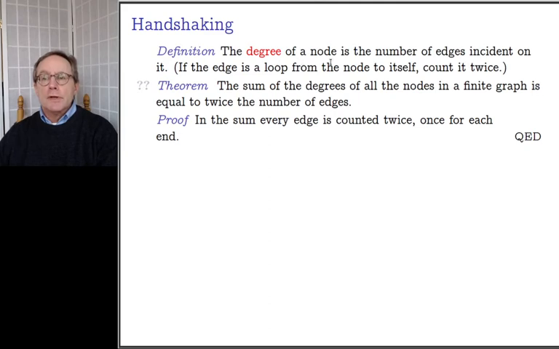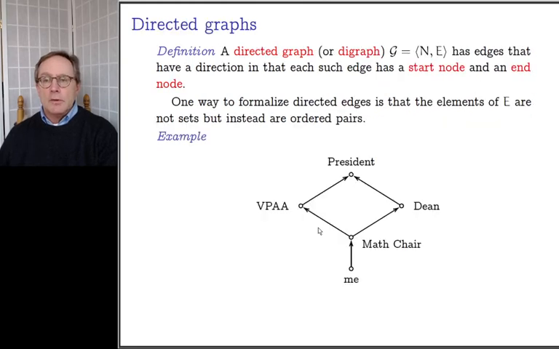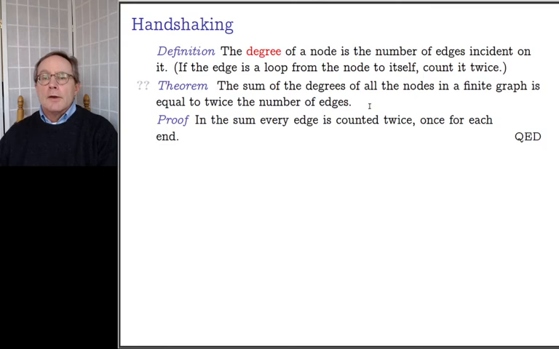The degree of a node is the number of edges incident on that node. So for example, the math chair here has 3 different edges incident on it. The president has 2 edges incident on it. You can, in a directed graph, talk about the in degree and the out degree, but at the moment I'm just talking about degree. And if an edge has a loop from the node to itself, you got to count that loop twice. It has 2 loops, and it makes a total of 4.